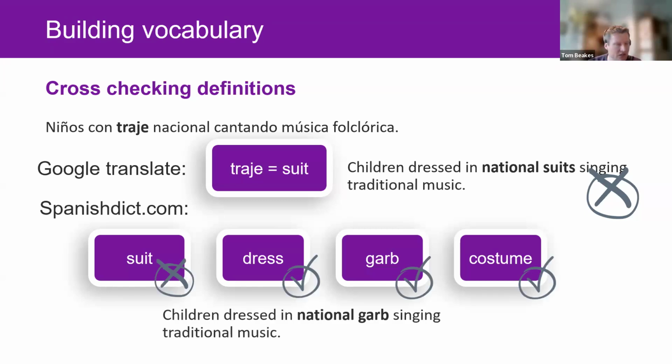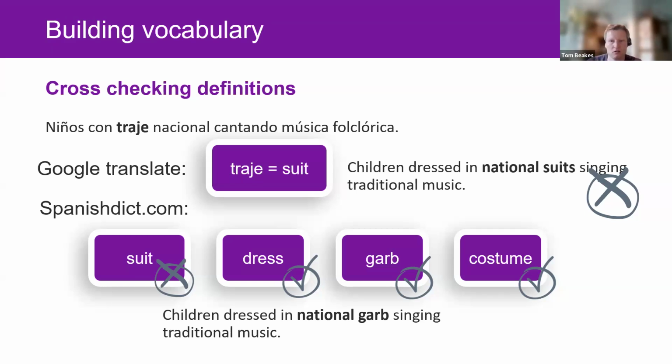And actually, of course, this could lead to a discussion around, well, which words could we use? Which words can't we use? Why? Children dressed in national garb. Is garb the best word? It sounds a bit more informal. Maybe dress would be better for a written context. It can lead to all these kinds of discussions. If you're going to do this as a process, teach it, do it as a class activity first, I think, and then once the students are used to it, you can just ask them to cross-check things.